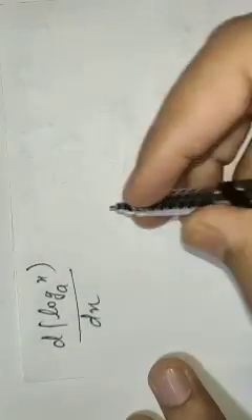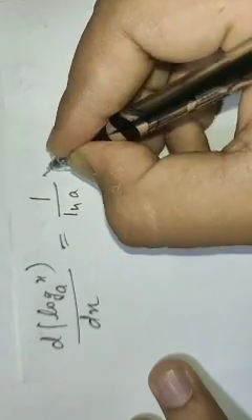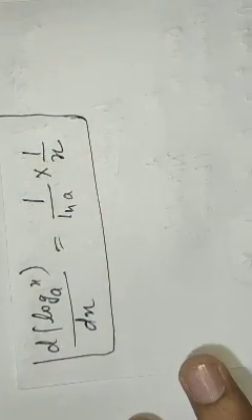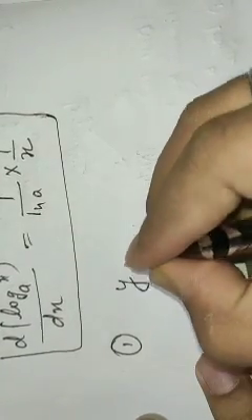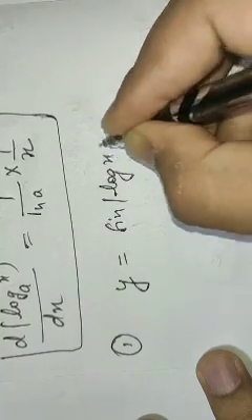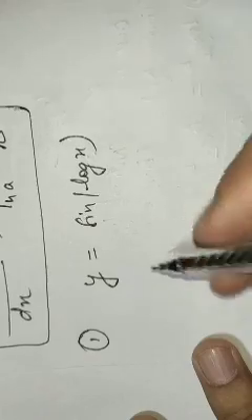We can generalize this formula: d by dx of log base A of x is equal to what? 1 by ln A into 1 by x. This is the generalized formula. You have to remember this. Now the first question we are taking: y equals sine of log x. Please pause the video and then try.